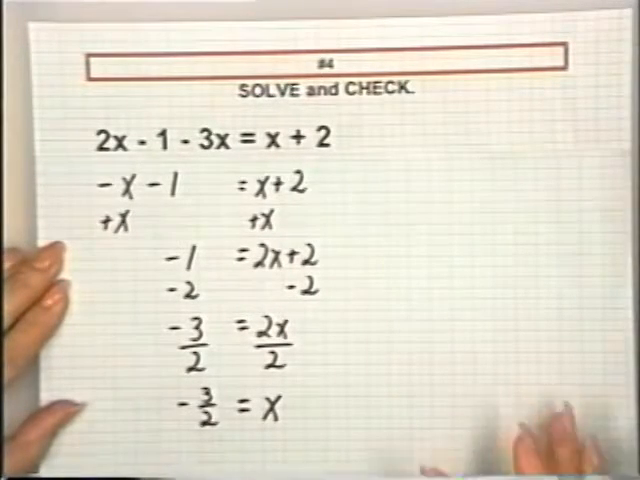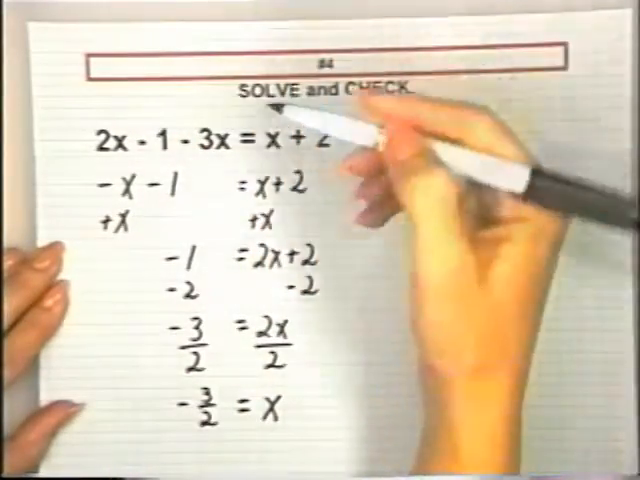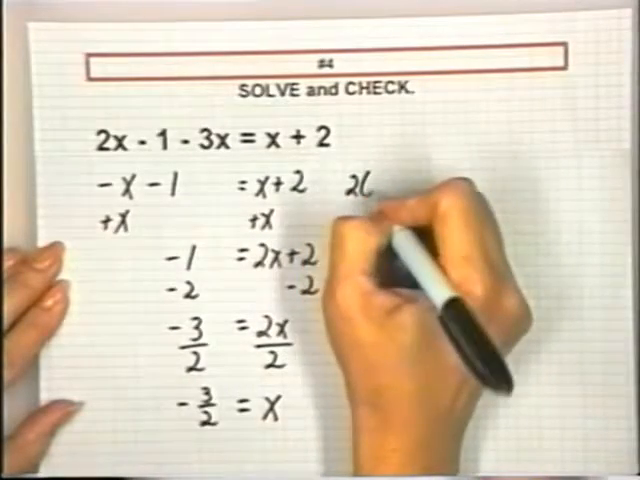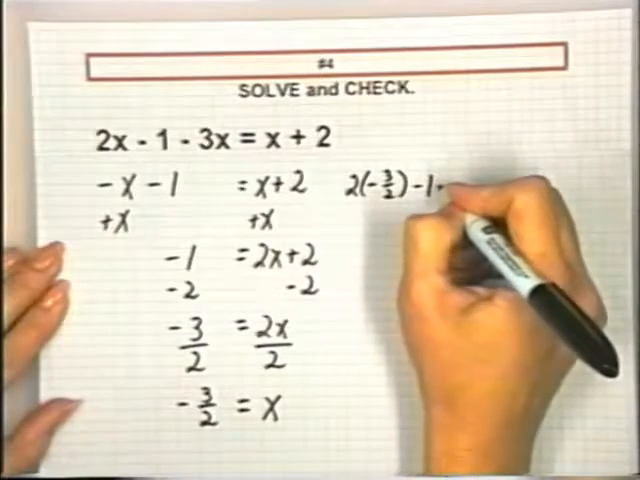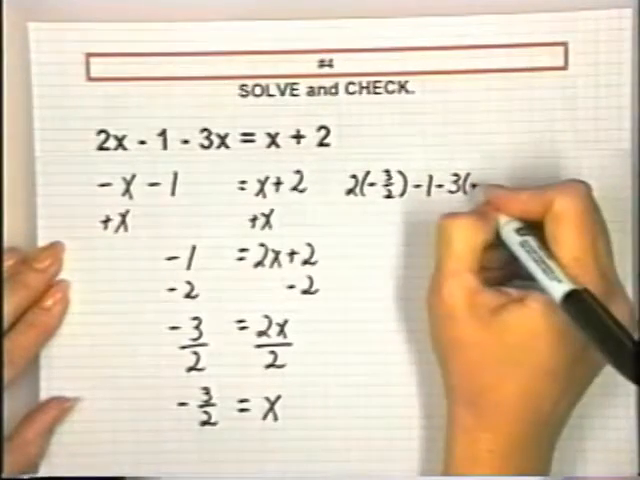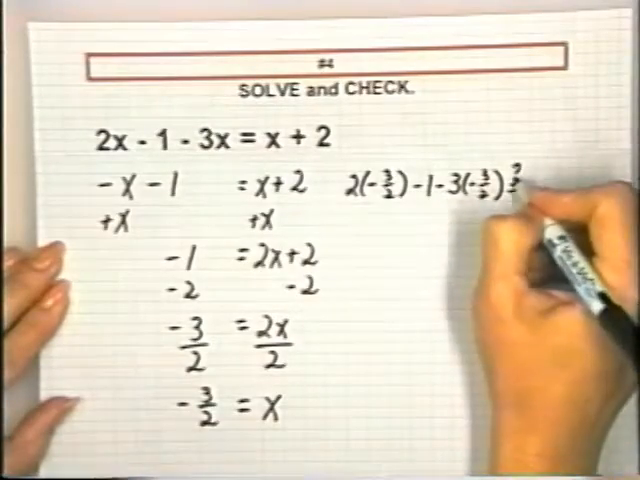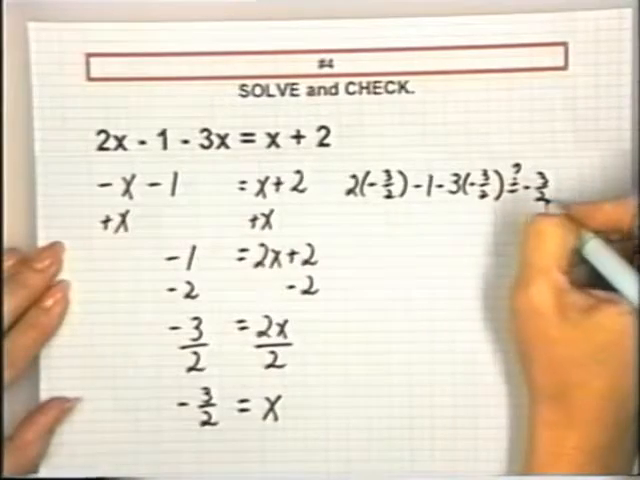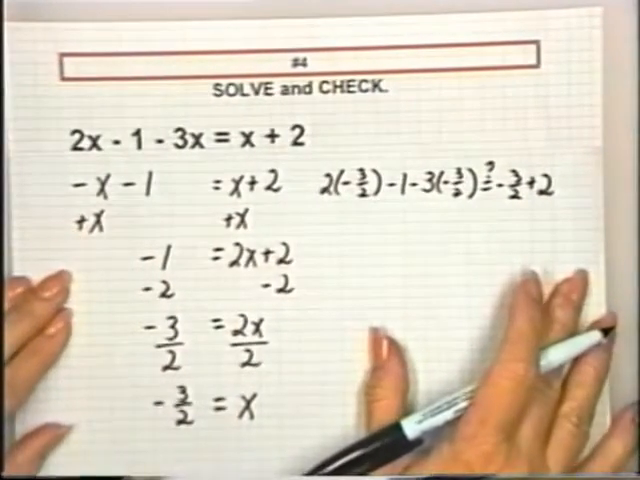Let's check. Let's substitute the -3/2 in for x in the original equation. I would have 2 times -3/2, subtract 1, subtract 3 times -3/2. Does that equal x, which I think is -3/2 plus 2? Let's work with the left side.